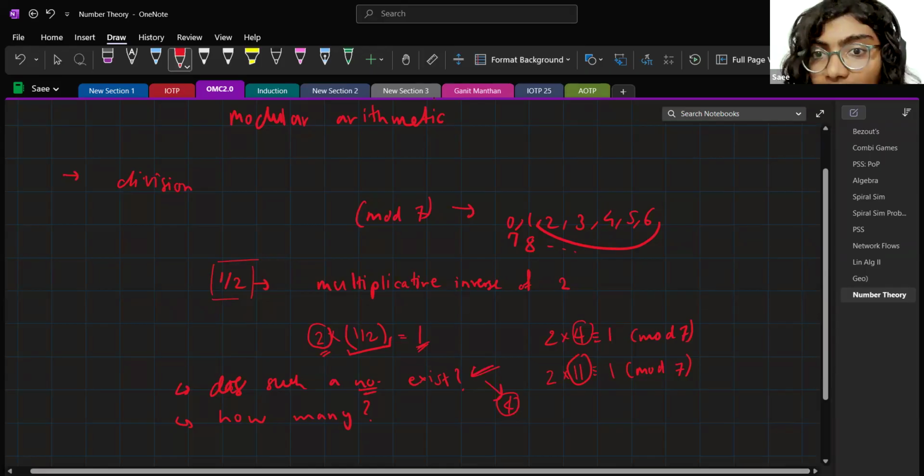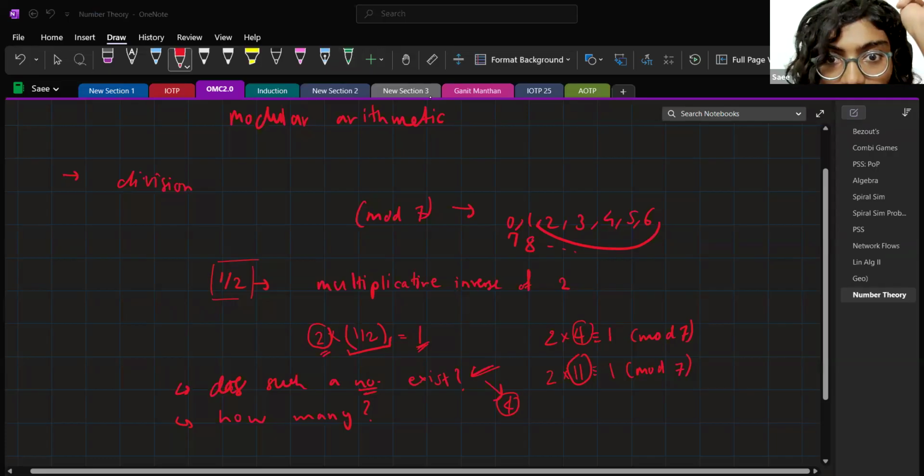Is there any other number that works for this? Can we have any other number which when multiplied by 2 gives 1 mod 7?